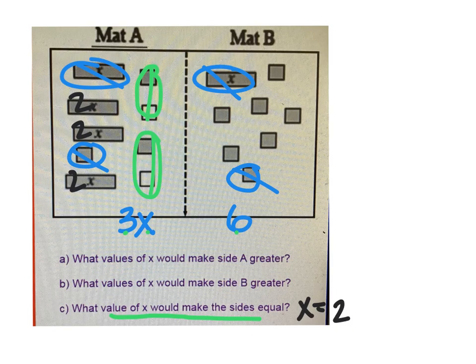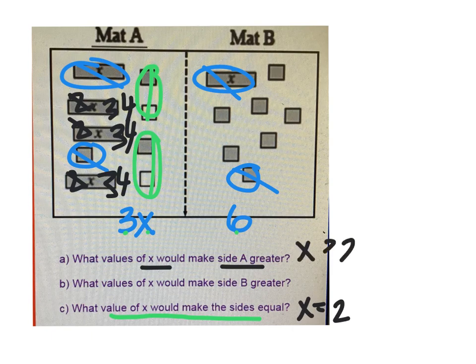Okay, let's go back to question A. What values of X would make side A greater? Well, if X was worth a 3, that would be 3, 6, 9, that's bigger than 6. If X was a 4, that would work. If X was a 5, so basically it's anything bigger than 2. And again, we did this the other day, so it's anything bigger than 2.